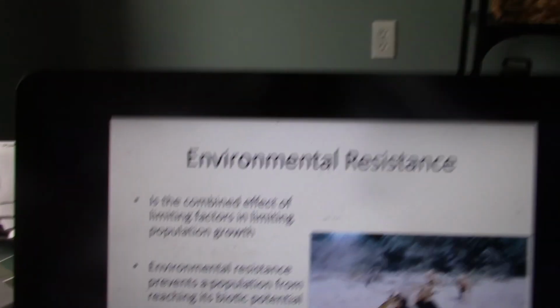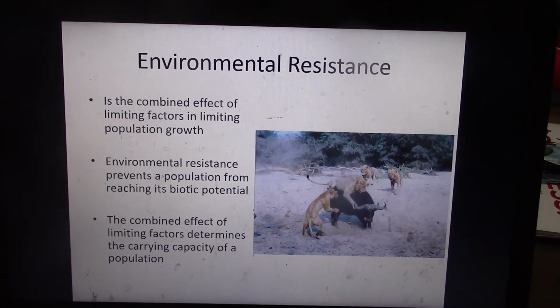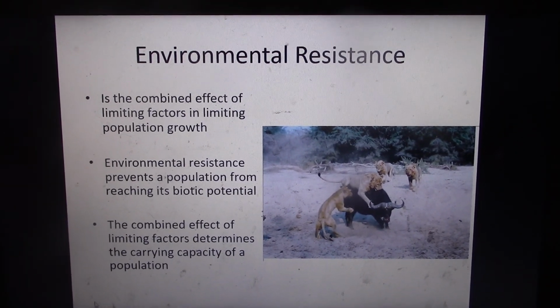So all of those limiting factors combined is the environmental resistance, right? You guys have seen this from Bio 20. This is a little bit of an addition from Bio 20, but it's mostly just straight review.